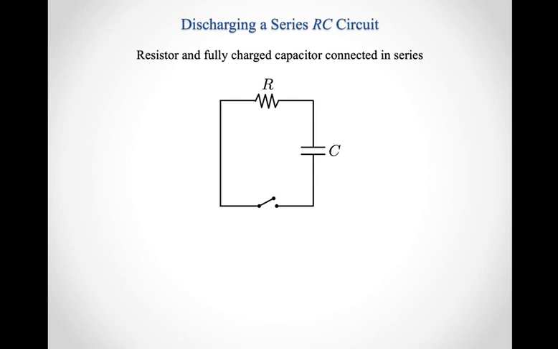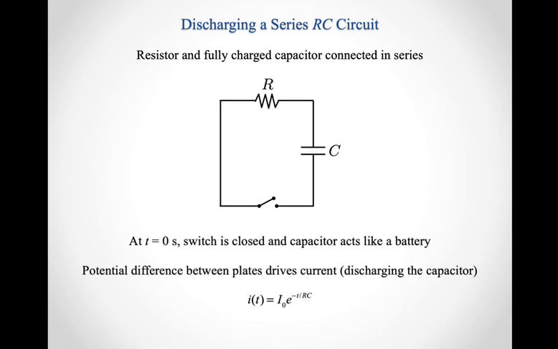series. And then when we close our switch at t equals 0, the capacitor is going to act like a battery, right? It's going to generate an EMF that drives a current because there's a potential difference between these plates that will serve to discharge the capacitor.